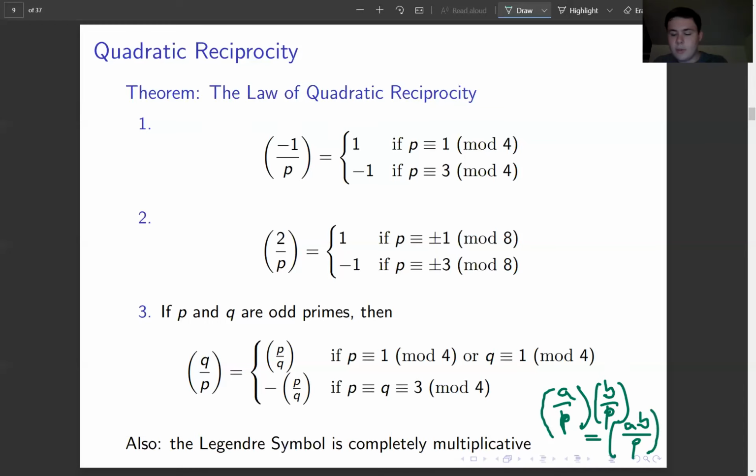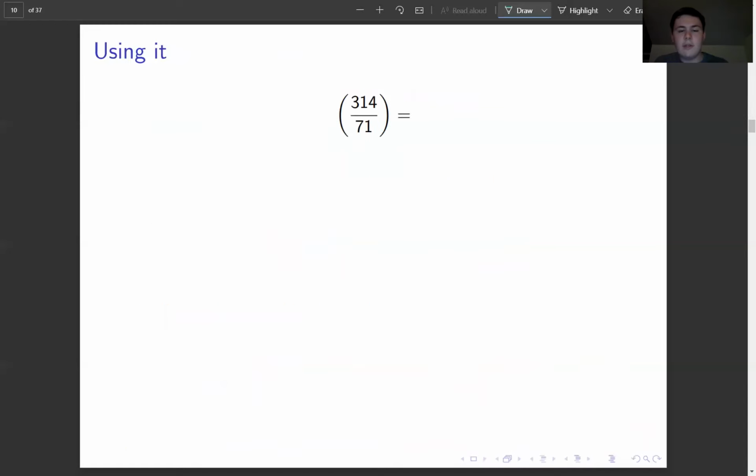Okay, so using those results, see if you can pause the video here and calculate the Legendre symbol for 314 over 71.